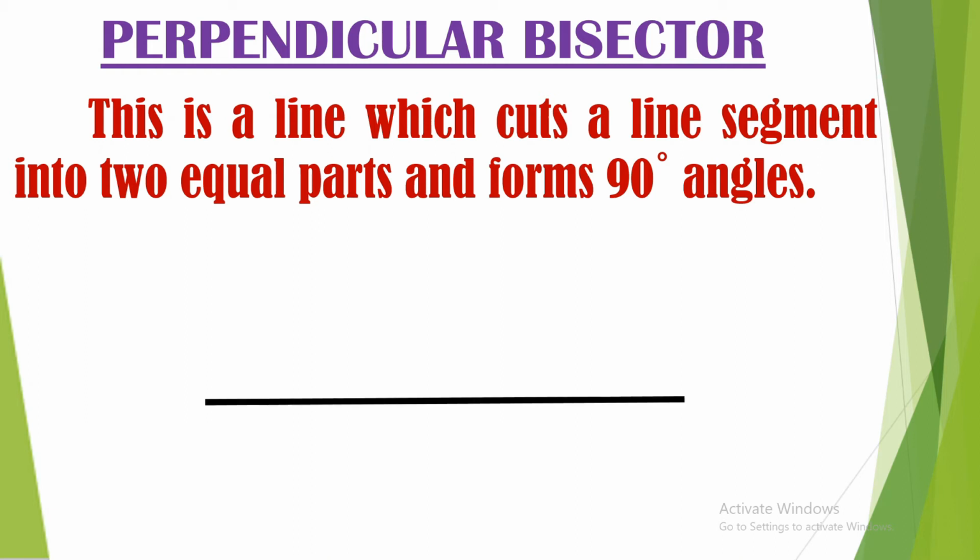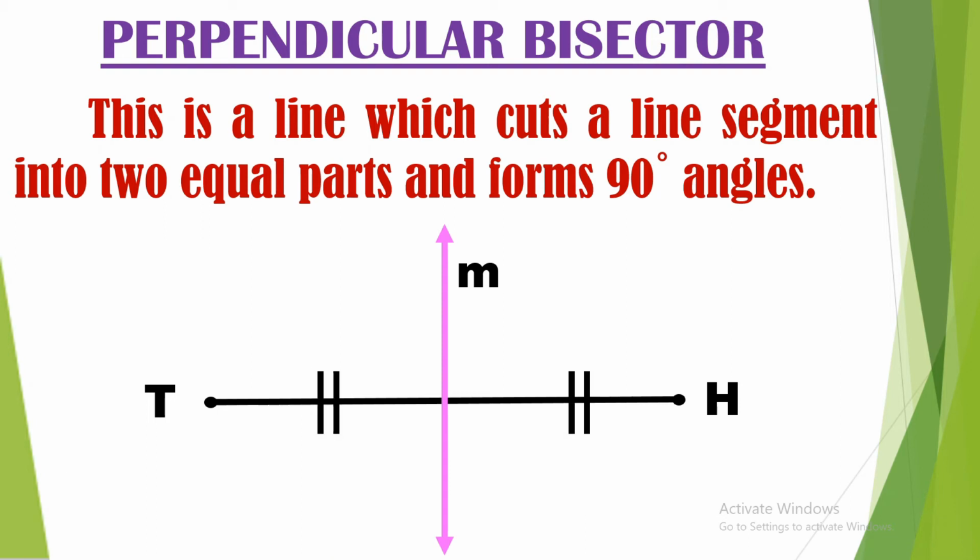So given here a line segment, let's name it using its endpoints as segment TH, and another line which passes through segment TH, and we name it line M. If line M cuts segment TH into two congruent parts and forms a 90-degree angle or a right angle, then that means line M is a perpendicular bisector of segment TH.